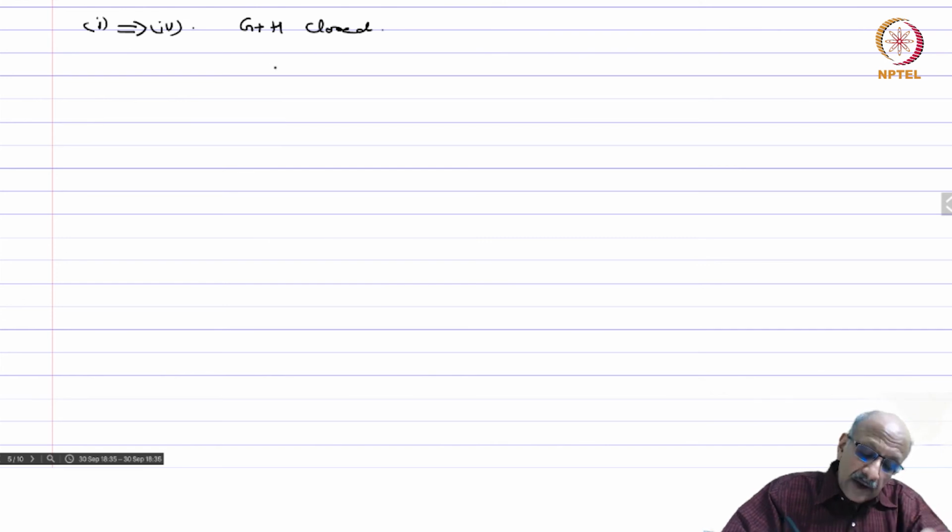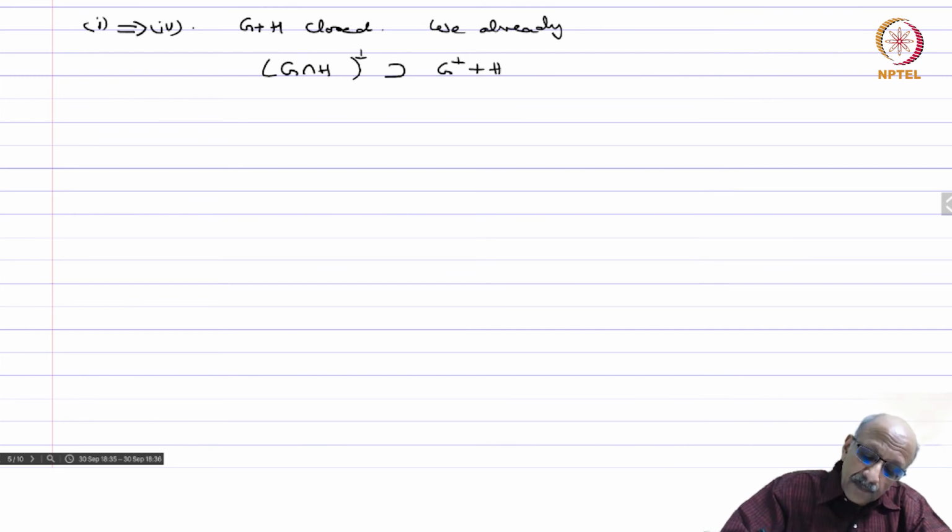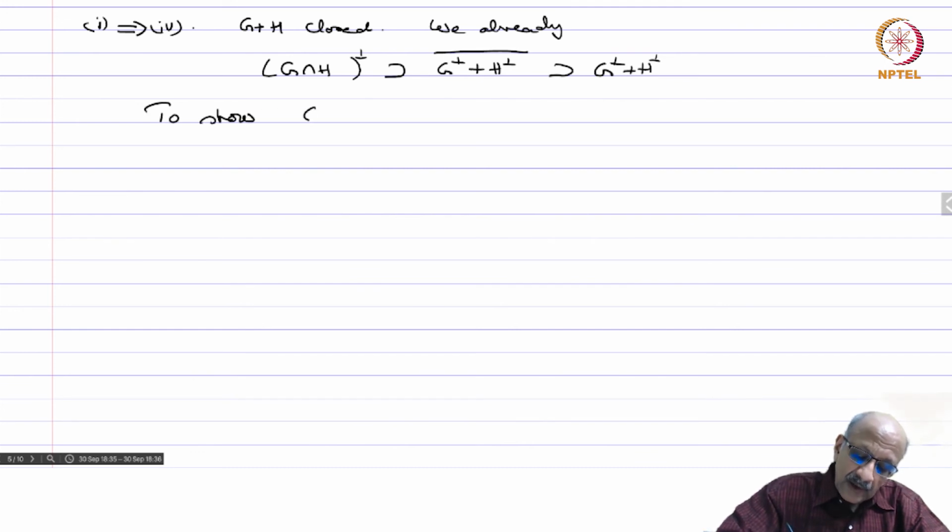So we already know that, we already proved this in a corollary. G intersection H perp contains (G perp plus H perp) closure, and that of course contains G perp plus H perp. So we need to show G intersection H perp is contained in G perp plus H perp.